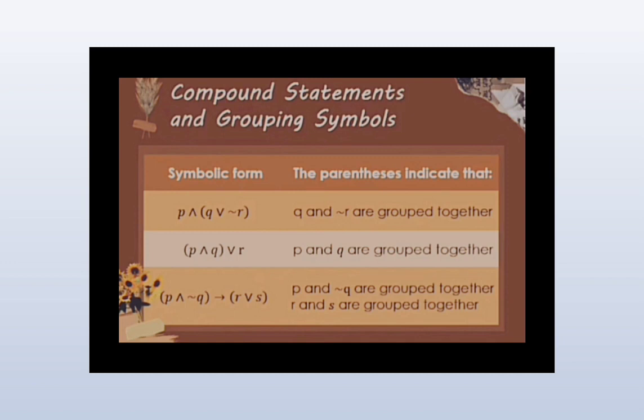For the second symbolic form, we have here the quantity of P and Q or R. Therefore, P and Q are grouped together. For the last one, we have here the quantity of P and not Q implies the quantity of R or S. Therefore, P and not Q are grouped together, and R and S are grouped together.